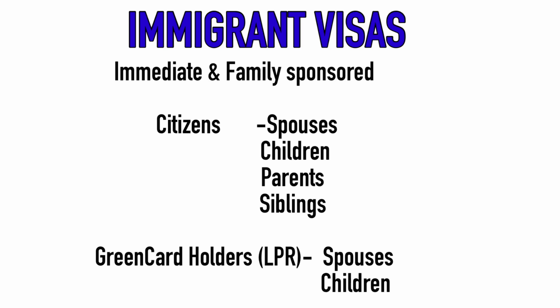Now if somebody is a citizen and wants to file for somebody outside of the country, they can file for spouses, children, sons and daughters, siblings, and parents. If you are a permanent resident, there are only two types of people that you can file for, which is your spouse and your children. You cannot file for parents or siblings. You can only file for two people, spouses and children.